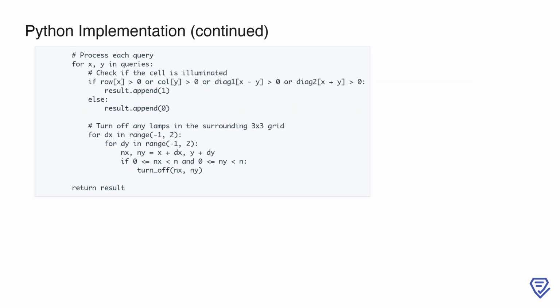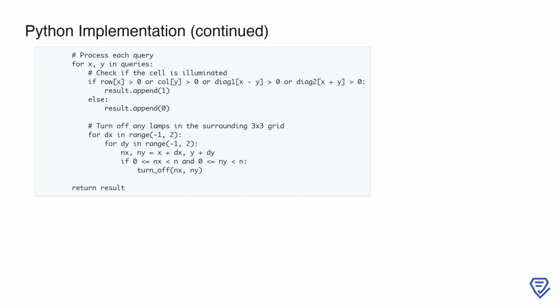Now, we process the queries. For each query at coordinates x, y, we first check if the queried cell is illuminated. This is done by verifying whether the corresponding row, column, or diagonal dictionaries have a count greater than 0. If the cell is illuminated, we append 1 to the result list, otherwise, we append 0. After determining the illumination status of the queried cell, we turn off any lamps in the surrounding 3x3 grid.